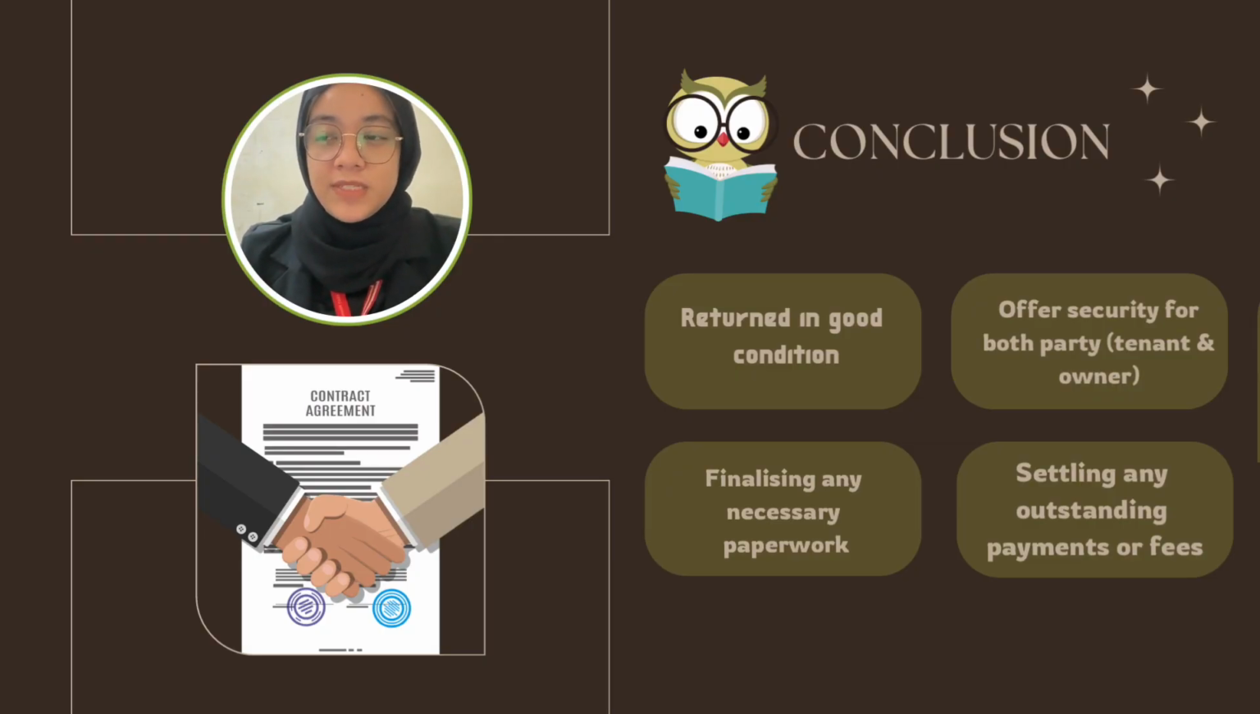Okay, in conclusion, basically the end of the lease and tenancy typically involves ensuring the property is returned in good condition, settling any outstanding payments or fees, and finalizing any necessary paperwork such as the return of the security deposit and so on. The lease and tenancy ending can also bring benefits, such as opportunity for the landlord, who can find a new tenant at a potentially higher rate, and for the tenant, who can explore a new living arrangement or location that suits their needs. So actually this allows both parties to settle any outstanding issues and move on with clarity and closure.